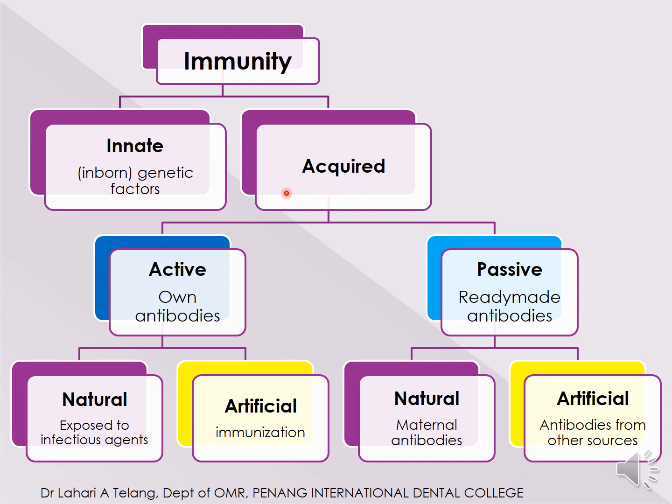or acquired. Innate is inborn due to genetic factors. The acquired is divided as active and passive. Active is due to one's own antibodies, which could be natural, when you get exposed to infectious agents, the body develops its own antibodies and develops immunity to it, or artificial, which you get through immunization. Passive immunity is when you receive ready-made antibodies, which could be natural from maternal antibodies or artificial, again from other sources such as vaccines.